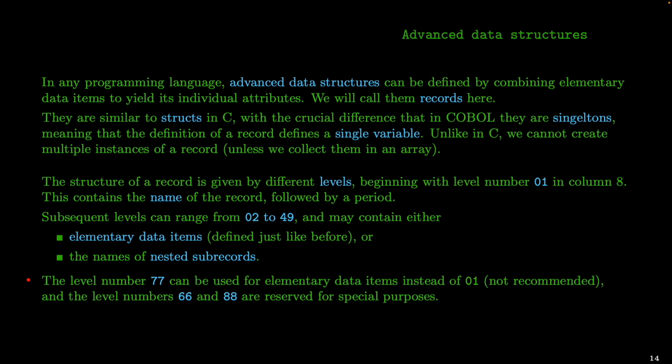There are 3 special level numbers. The first one is level number 77, which is reserved for elementary data items and can be used instead of level 01, but I would not recommend it to avoid confusion, and I will never use level number 77. And then there are also level numbers 66 and 88, which are reserved for special purposes, and we will look at those two in a few moments.